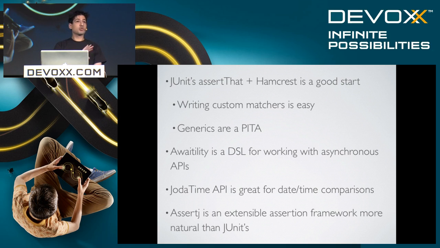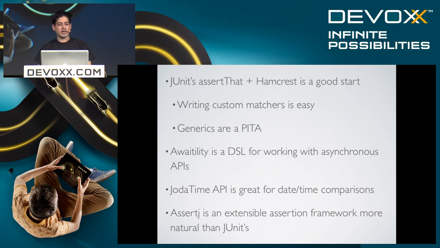Awaitility, if you've not heard of this, is a great little DSL for doing asynchronous tasks. So you can say, await until this variable has hit this value, or until this method has been called. Fantastic. Joda-Time: ditch Java Date and Time if you're still using that. If you're using the new Java 8 stuff, great. If you're still before that, use Joda-Time: convert from the old date into Joda-Time, do your manipulation and convert back again. Don't beat yourself over the head trying to do date time calculations using Java's Calendar still.